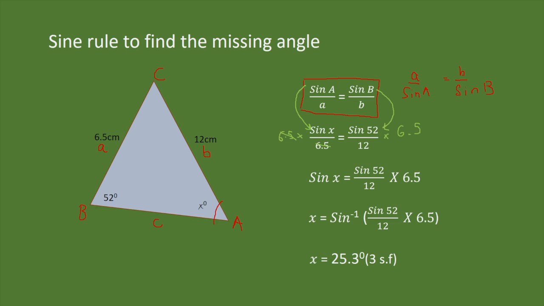And I need to make x the subject. I move sine to the other side as sine inverse. So we find the value of sine inverse of sine 52 over 12 times 6.5. I carefully use the calculator. I feed sine 52 over 12 times 6.5, and then I find the inverse of the answer, which gives x is equal to 25.3, the answer in 3 significant figures.